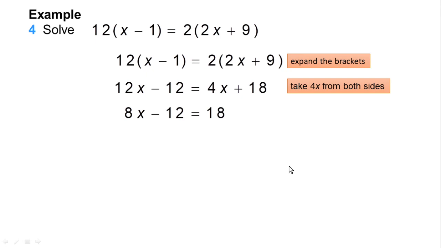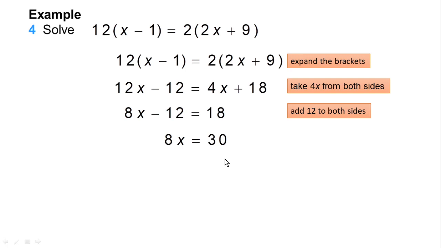It will look like this. 8x minus 12 is equal to 18, because 4x minus 4x is 0 on the right side. 12x minus 4x will become 8x. Then bring down negative 12. Next is to add both sides by 12. If you add both sides by 12, it will become 8x equals 18 plus 12. And 18 plus 12 will be 30. So 8x is equal now to 30.